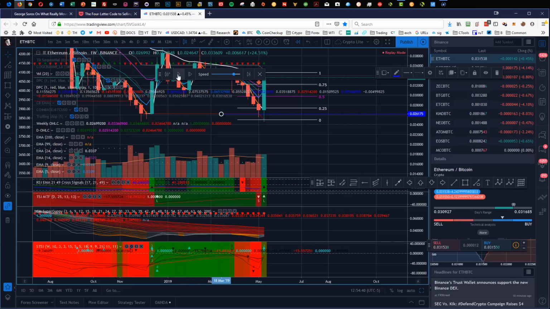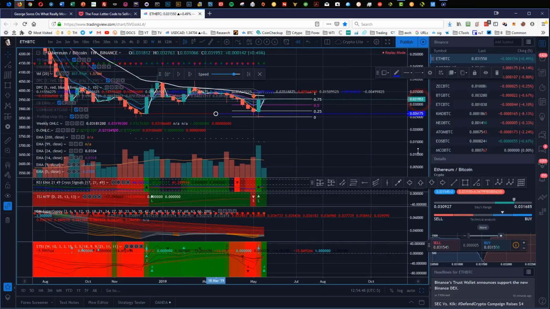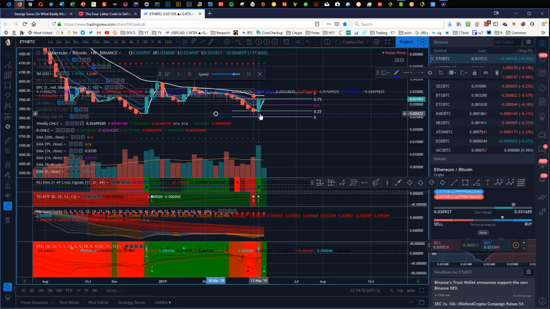Let's move on to the next weeks. And look at that move. That's some pretty serious move there. Let's see where it closes. All right. So you might have missed that move unless you were watching this closely.